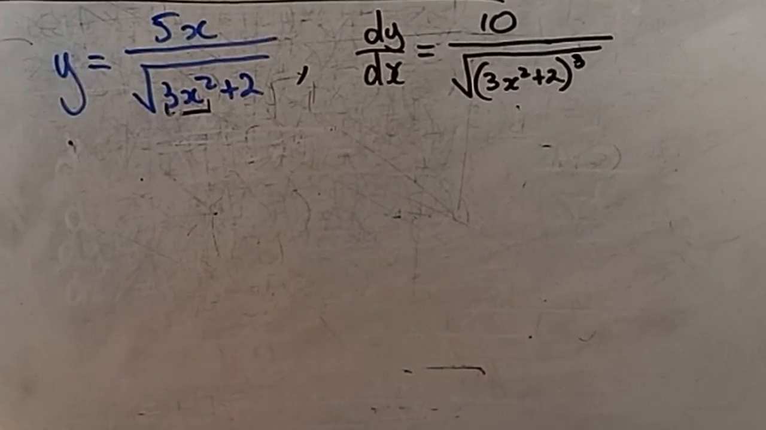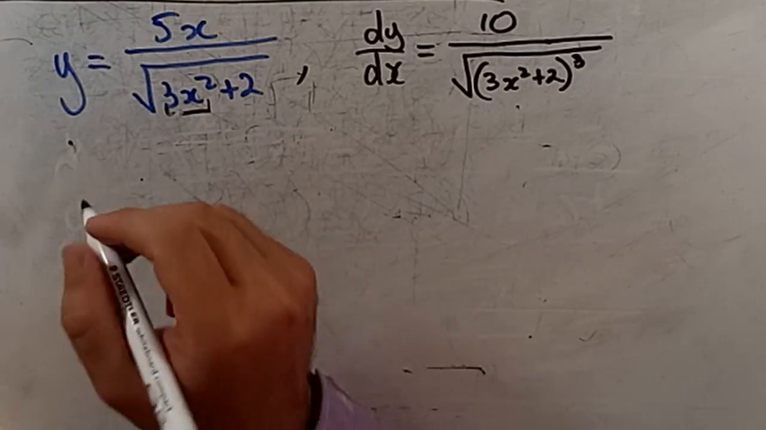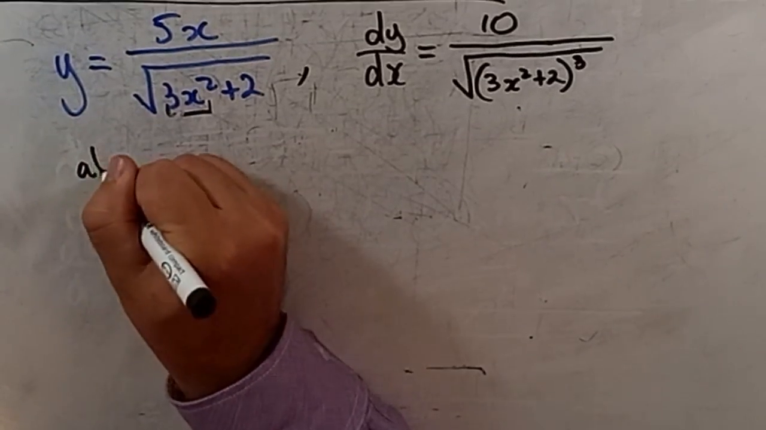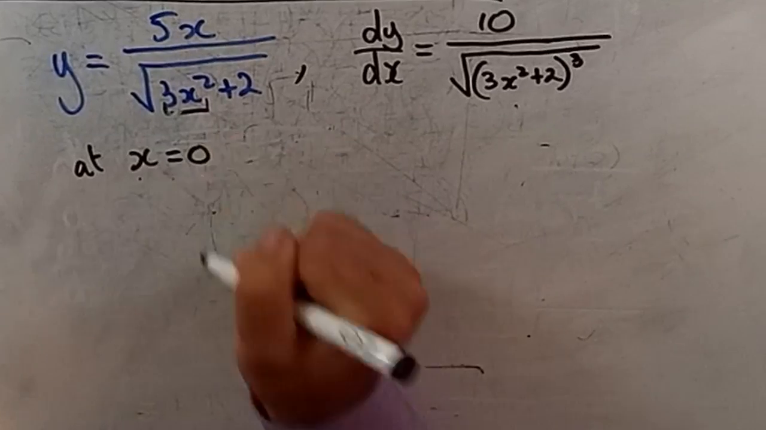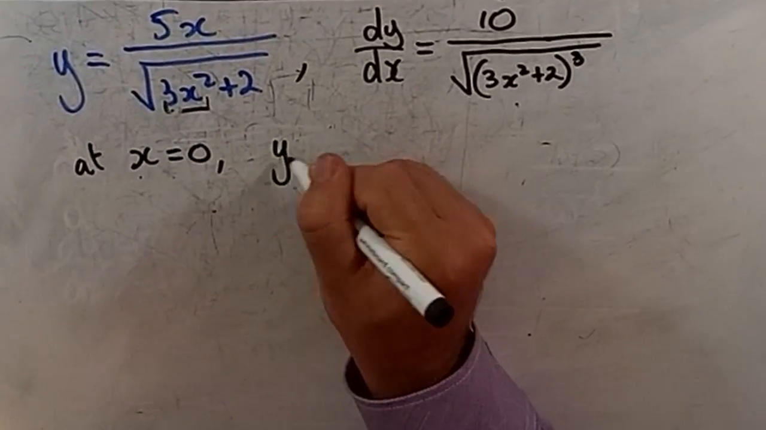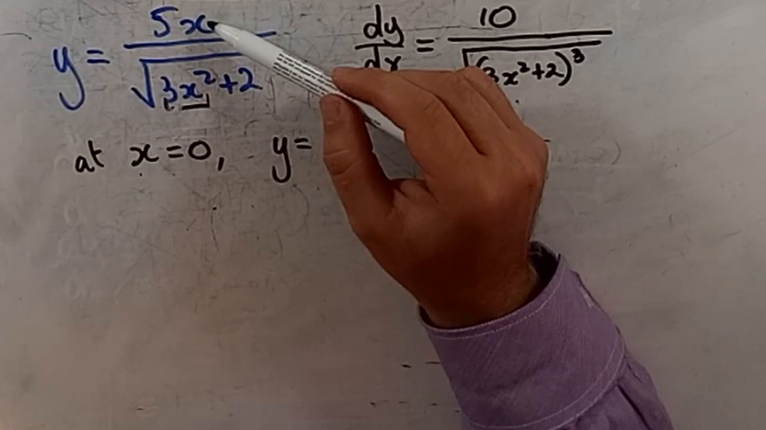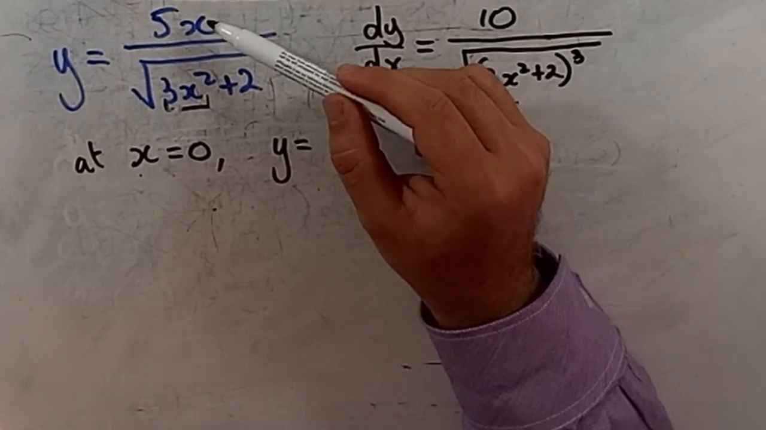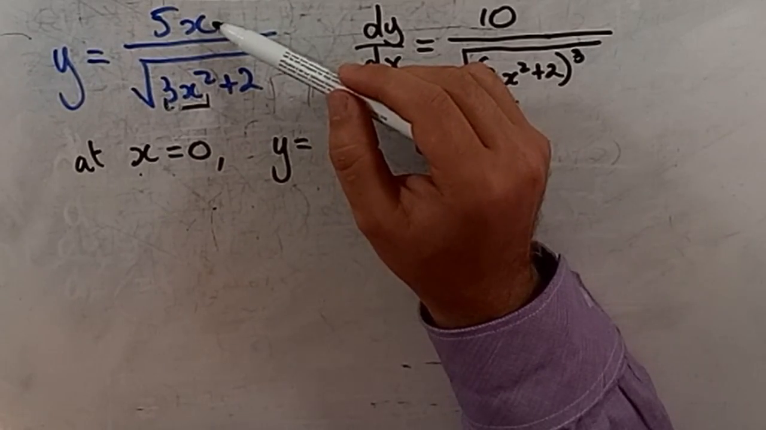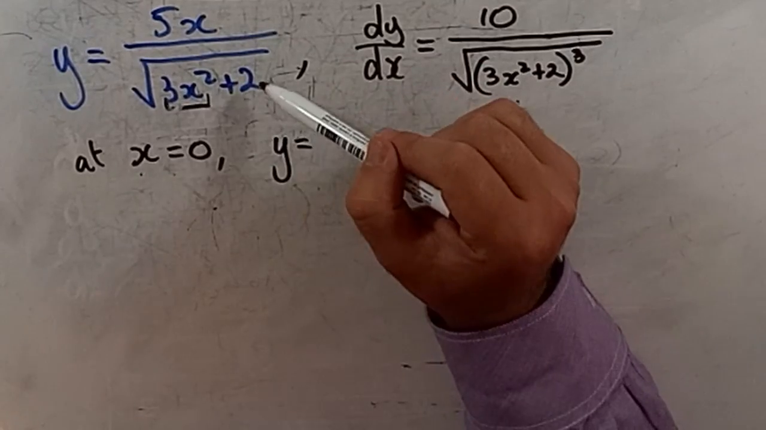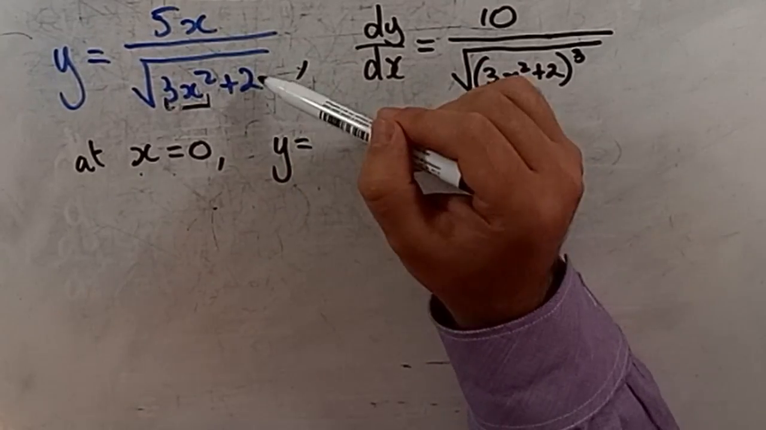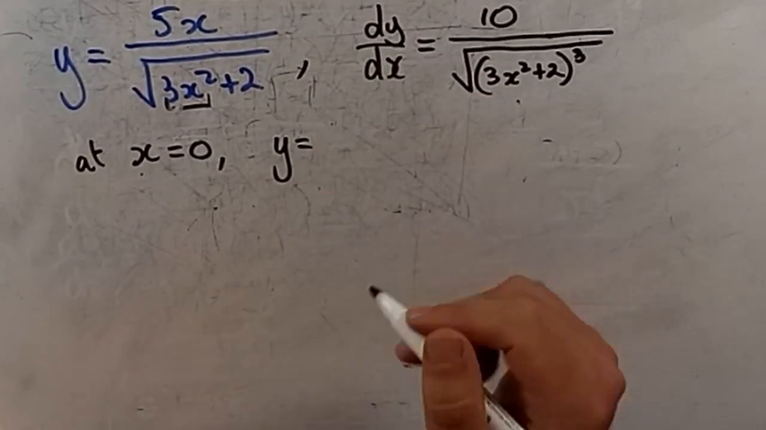Okay, so let's find the equation of the tangent. Let's make it at x equals 0. So at x equals 0, we know that y equals, what's y equal? I get 5 times 0, so we're going to get 0 here because I get the 0 on the numerator. We'll just make sure that the bottom doesn't equal 0. No, it doesn't. It equals root 2, so that's good.